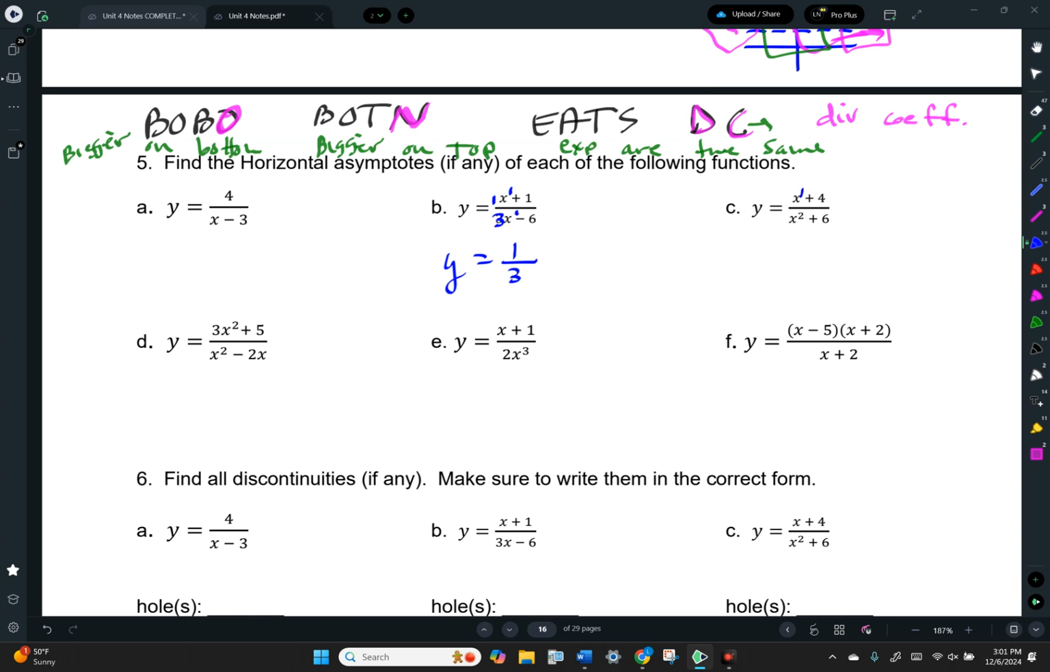Okay, go over to letter C. You have a degree of 1 over a degree of 2. So this is bigger on bottom. So that's y equals 0, right? Bigger on bottom, y equals 0.